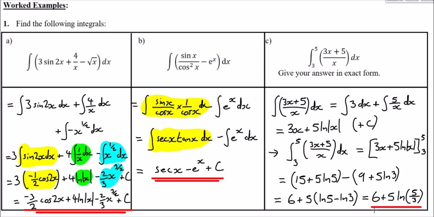So these are fairly standard type integrals. What examiners have now done is introduced a different type of integral since when I was doing my A-level maths. So I'm going to explain these in a bit more detail now.